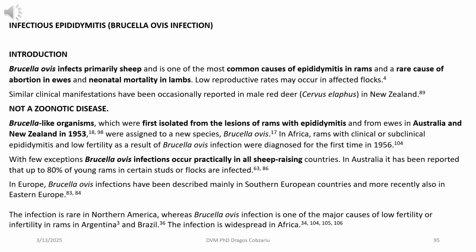In Europe, Brucella ovis infections have been described mainly in southern European countries and more recently also in Eastern Europe. The infection is rare in Northern America, whereas Brucella ovis infection is one of the major causes of low fertility or infertility in rams in Argentina and Brazil. The infection is widespread in Africa.